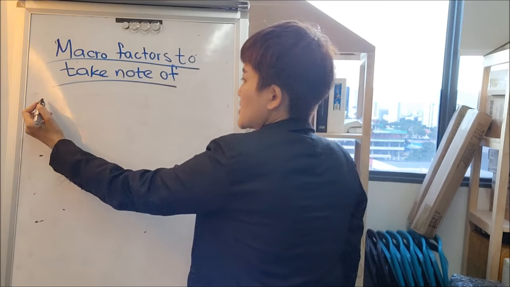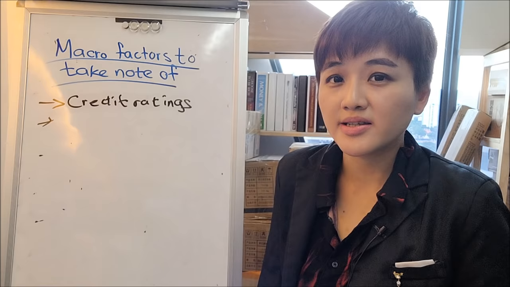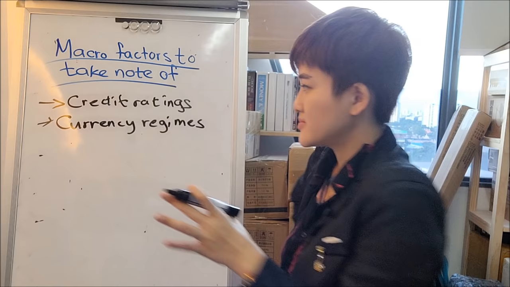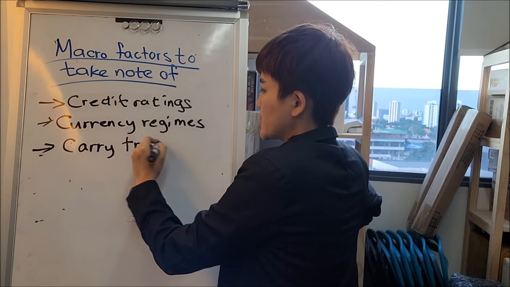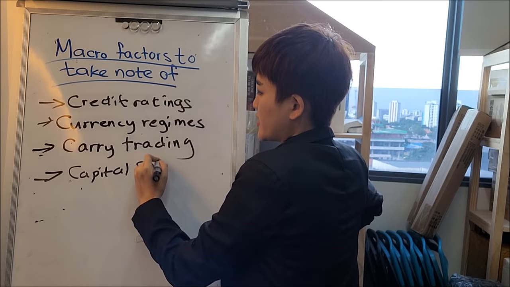Next thing you gotta look at, credit ratings of the country. Basically, just pick those countries that have good ratings, basically the developed countries, okay? Just to make things simple for you for now. Currency regimes, I talked about this in the previous course, part one, so I'm going to skip this for now, okay? Next thing, where is capital flowing in terms of carry trading? Basically, capital and investment flow.